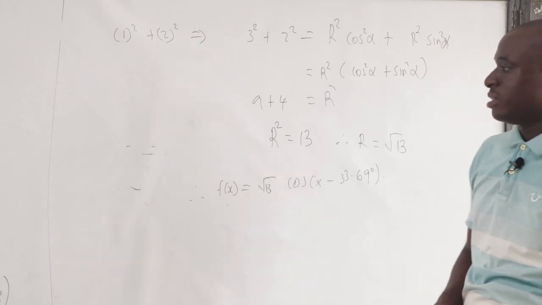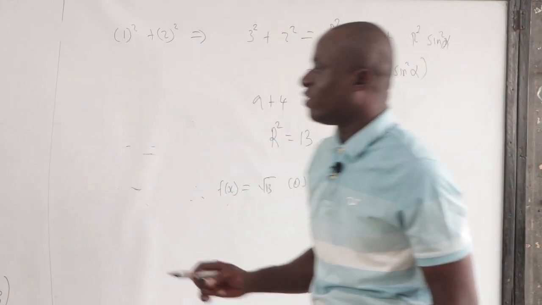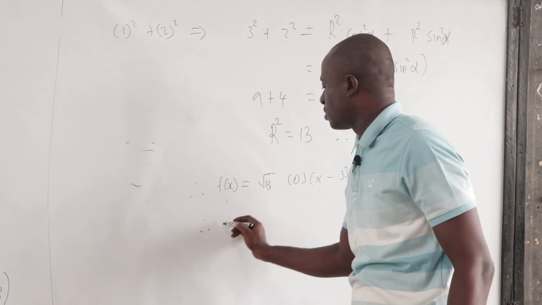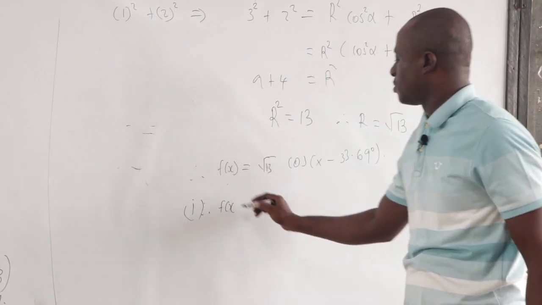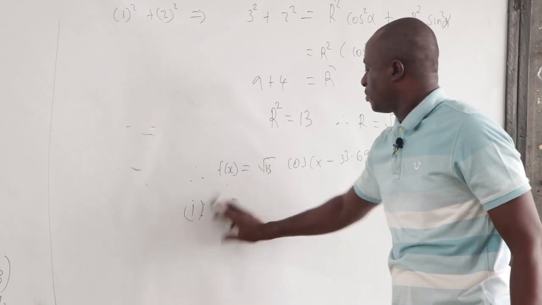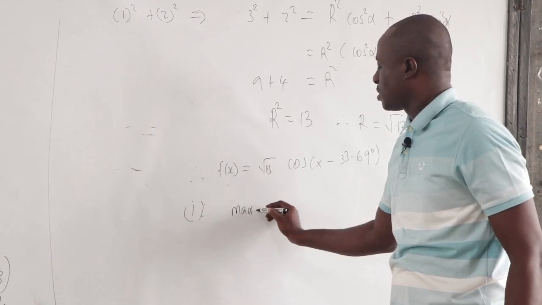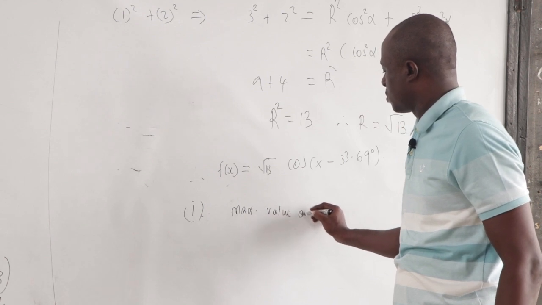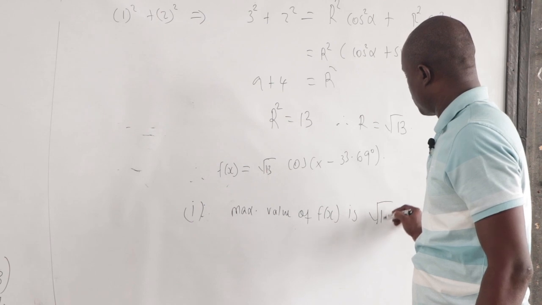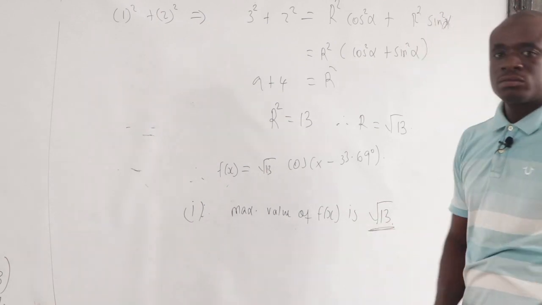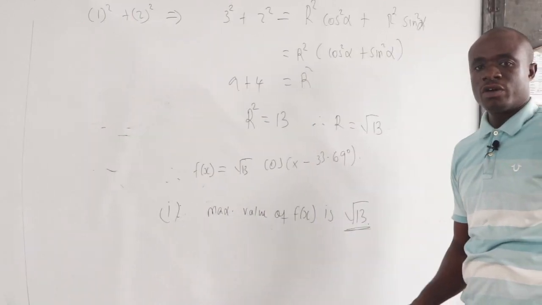Clearly, the question is asking, what is the maximum value of f of x? Therefore, the first one, maximum value. So the maximum value of f of x is positive root 13. That's the maximum value of f of x.